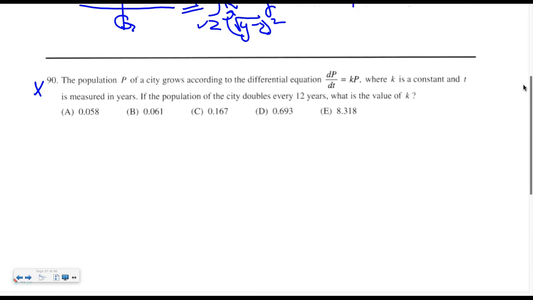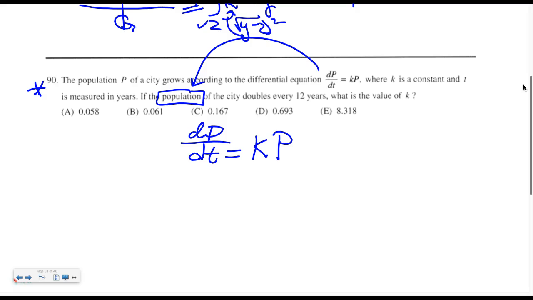This problem is from our exponential growth days, which we haven't done a whole lot of review on. A population grows according to the fact that the rate of change of the population at any given time is directly proportional to the population there, which means the more people who are there, the faster it's going to grow. That totally makes sense. It says if the population of the city doubles every 12 years, what's the value of k? Well, it's talking about the population, and I'm being given the derivative or the rate of change. I need to figure out what P is.